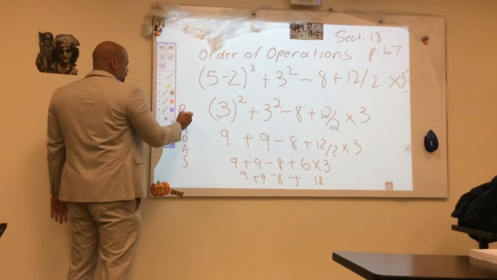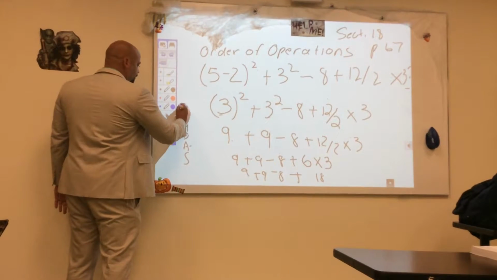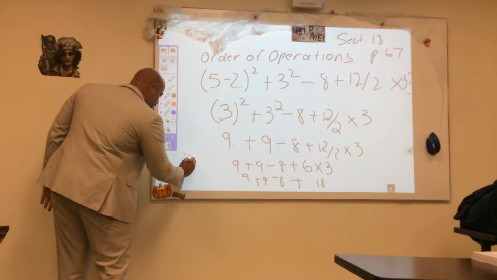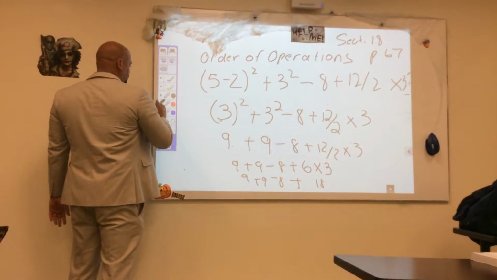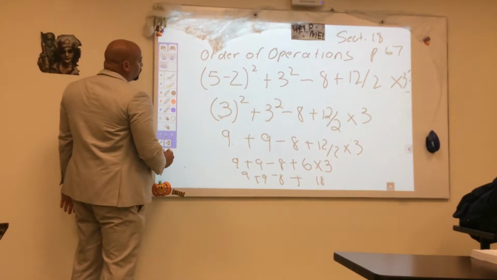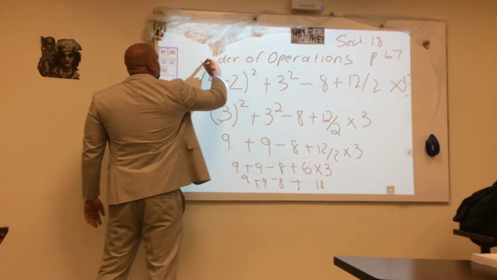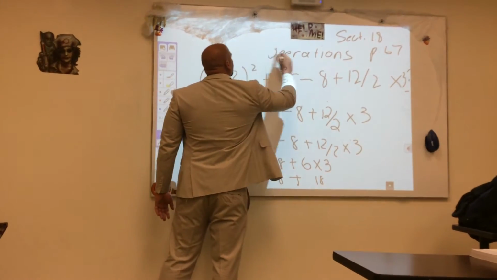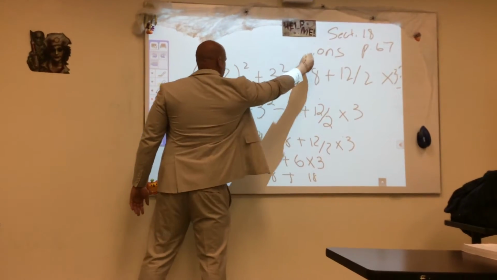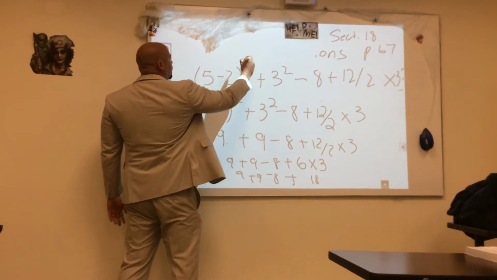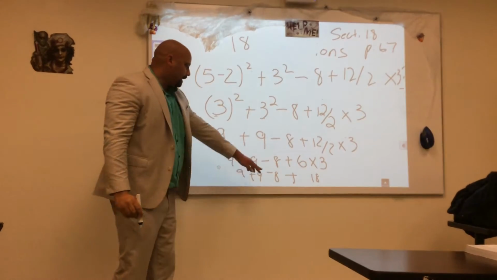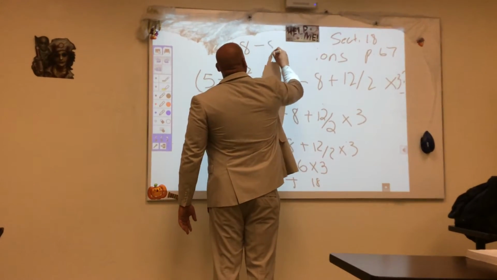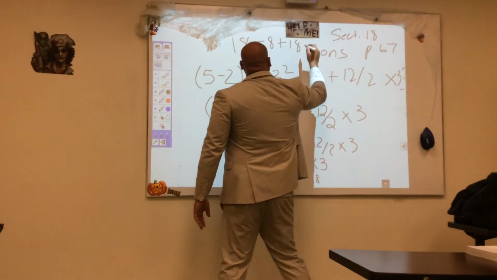18. So let's erase this here, so we have some room. We ran out of room, unfortunately. Well, we'll do it up here. So 9 plus 9 makes 18, right? Minus 8 plus 18. What's the next operation we do?